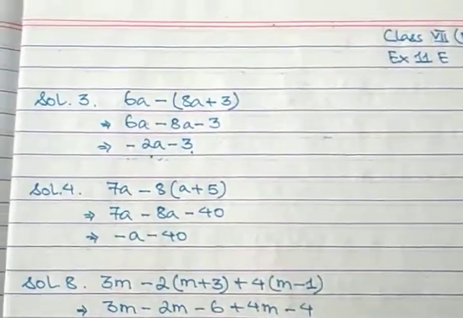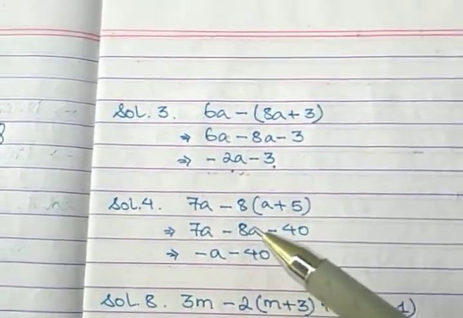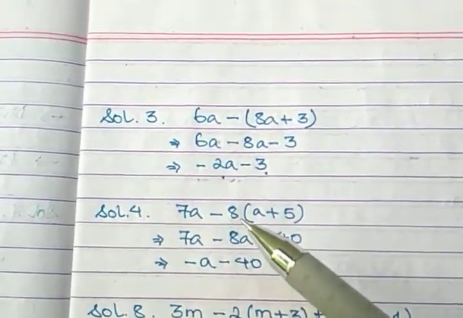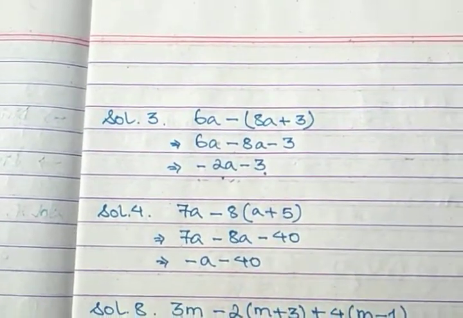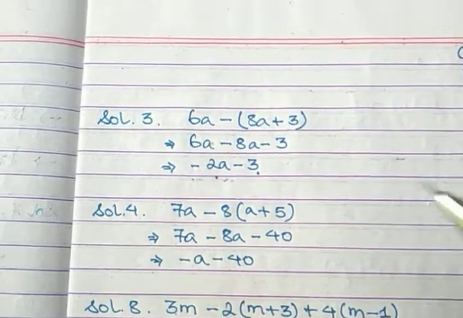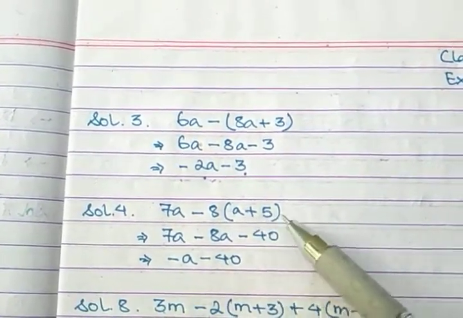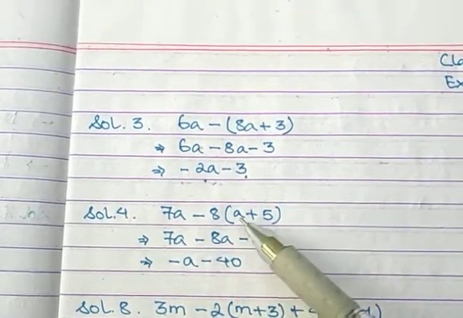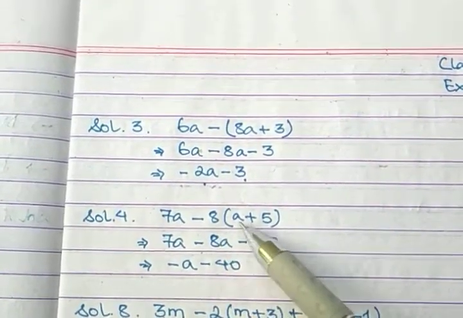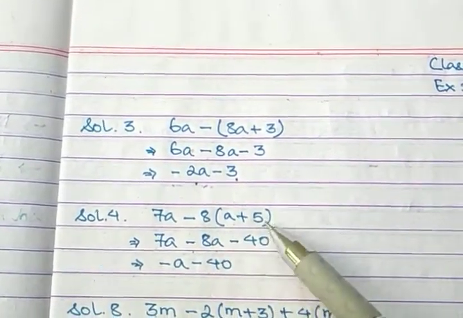Question number 4 is also similar. Why I picked question number 4 is because there's a term outside the bracket as well. See, it's minus 8, not just the symbol, but there's a term as well. So again, as I've already said, you need to follow the BODMAS rule. The negative 8 now has to multiply both the terms inside the bracket. So minus into plus, it's minus 8 into 8a. Minus into plus, again it's minus, 8 fives are 40.